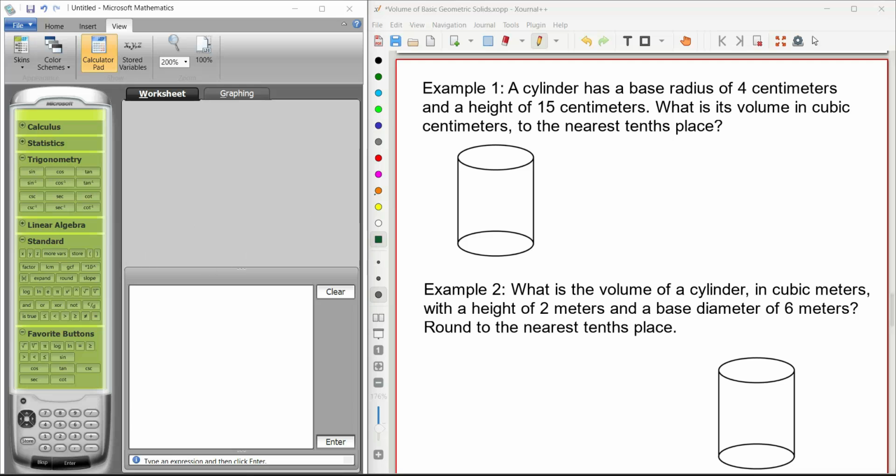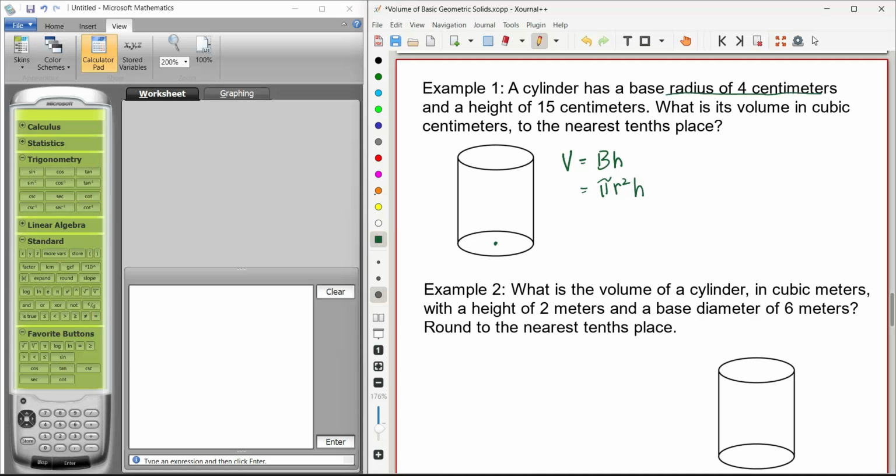So this is a cylinder. Let's start with the generic formula, and that is area of the base times height. The base is a circle, so that means we will use pi r squared times the height of the cylinder. Now let's see if the radius is given and the height is given. So the radius is given. It says it's 4 centimeters.